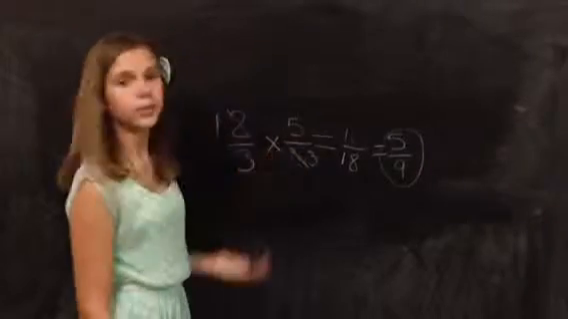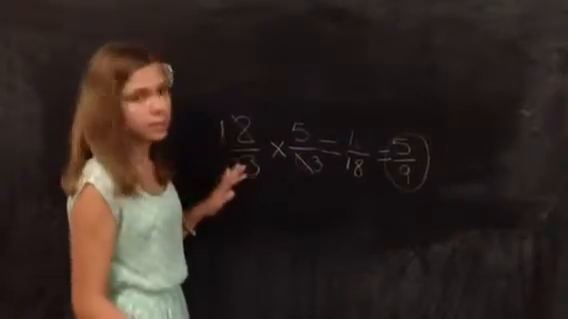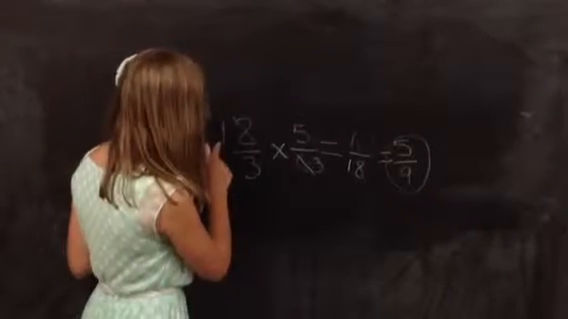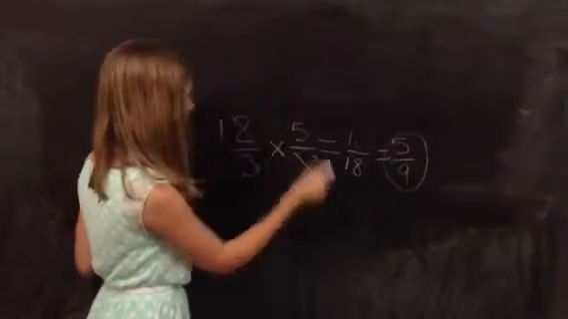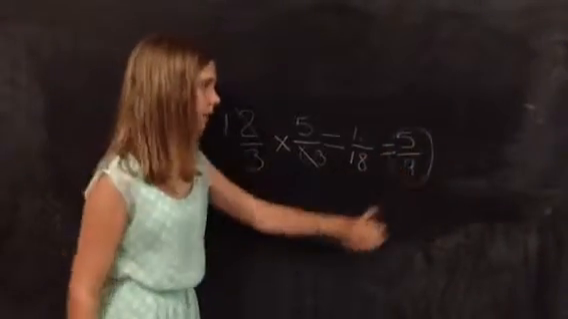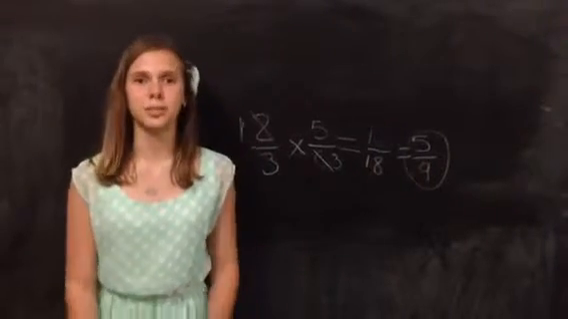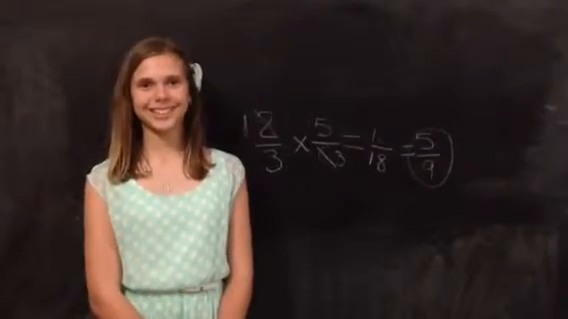And 3 and 5 don't have one. Well, that's fine. You just keep going. So 1 times 5 is 5. And 3 times 3 is 9. And you get the same answer. And that's an easy way how to multiply fractions.